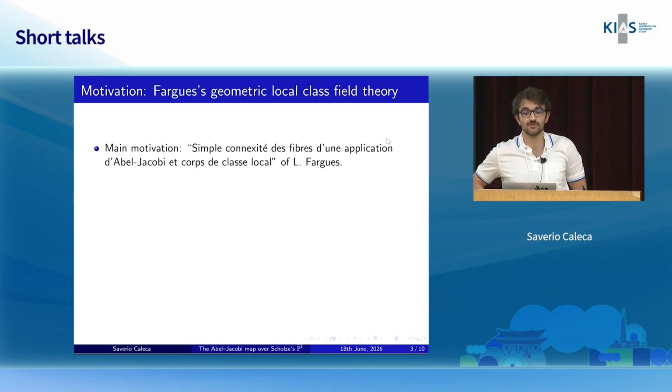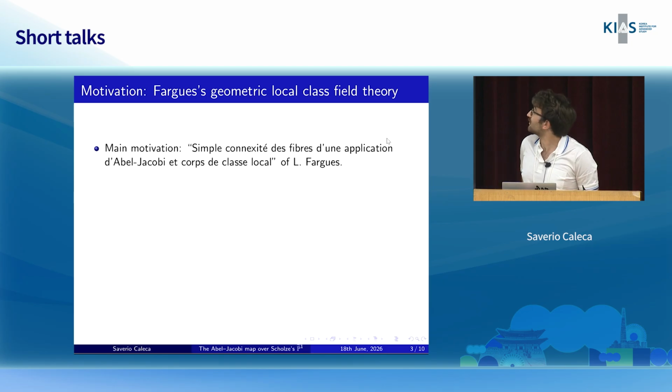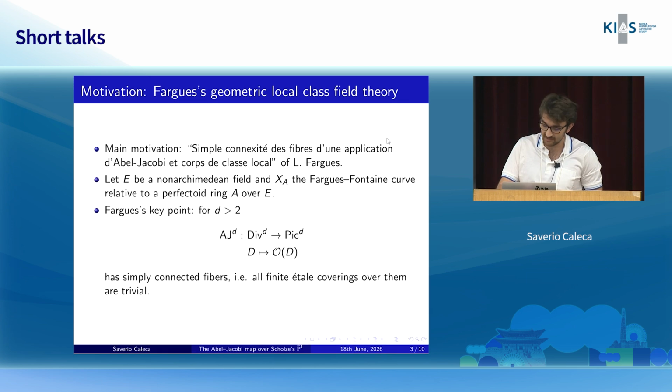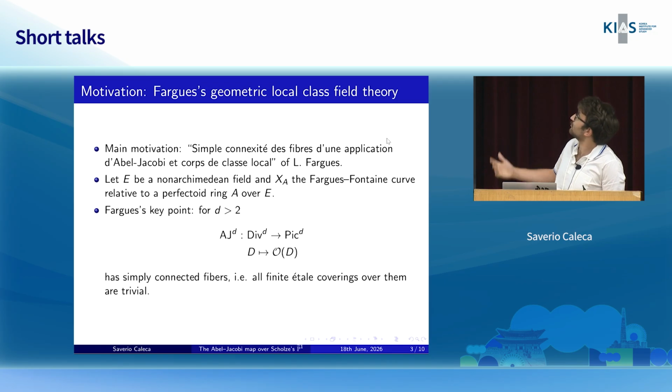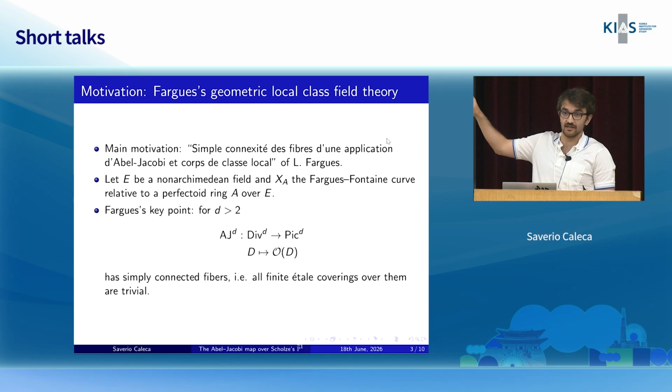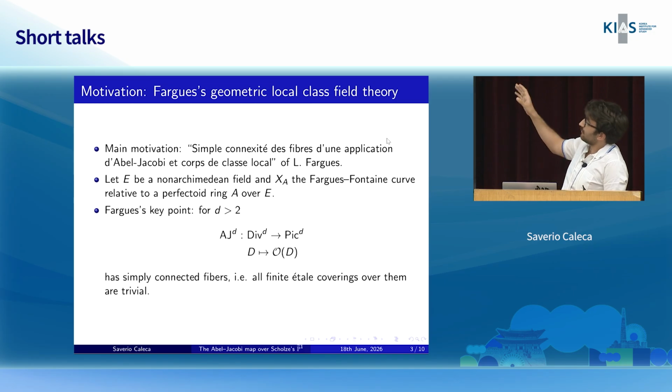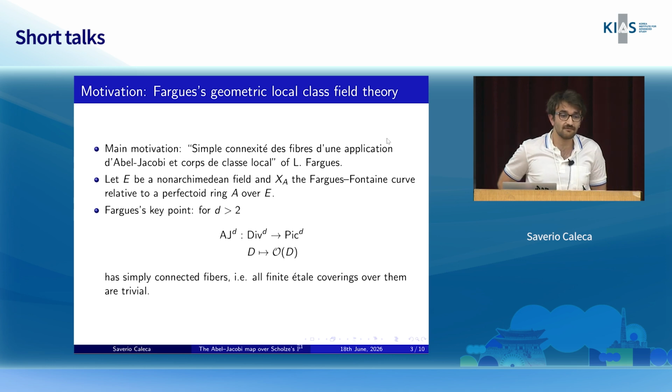So the main motivation comes from this article of Fargues, in which he proves class field theory using the simple connectedness of the fibers of the Abel-Jacobi map over Div^d. In particular, the main point in his article is that, letting E for now be a non-Archimedean field, and X_A the Fargues-Fontaine curve relative to a perfectoid ring A over E, the d-th Abel-Jacobi map from the space of divisors of degree d to the space of line bundles of degree d, sending a divisor D to the associated line bundle, has simply connected fibers for d bigger than or equal to 2, meaning that all finite ell-coverings over them are trivial.